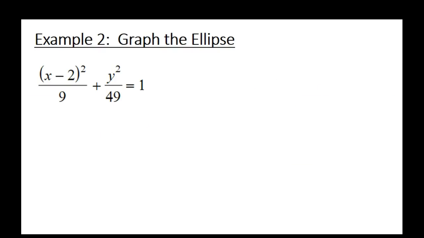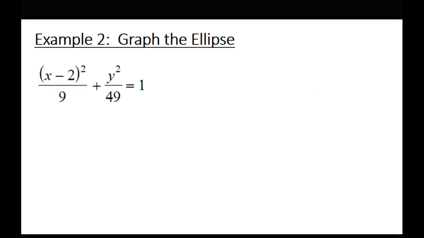So let's go ahead and write down example 2 here. Just like the circle, we're going to start by identifying our center. The number with the x is the x value of the center with an opposite sign, and the number with the y, which in this case isn't present, so that's a 0, is the y value of the center.